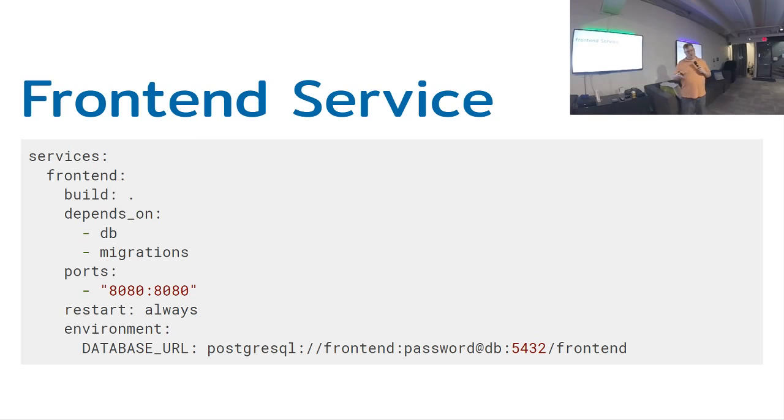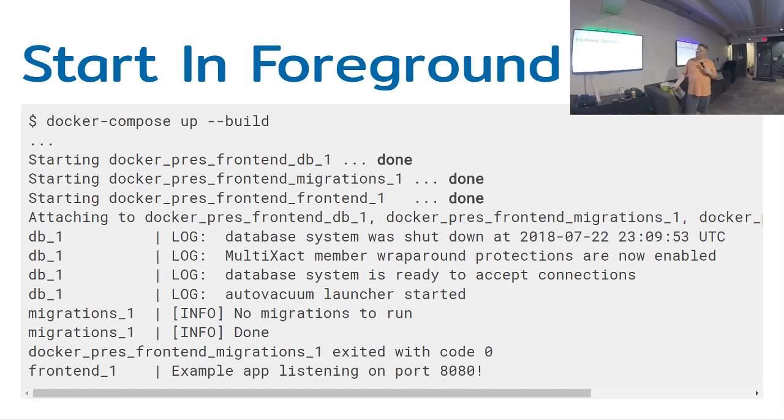Using depends on, you can define the order that some of these containers are started in. In this case, it waits for the DB container to start, then it waits for the migration container to start. And then we map the same ports. We tell it to always restart when it exits, and we feed it the same database URL. And if we want to run all these in the foreground, it's just docker compose up --build.